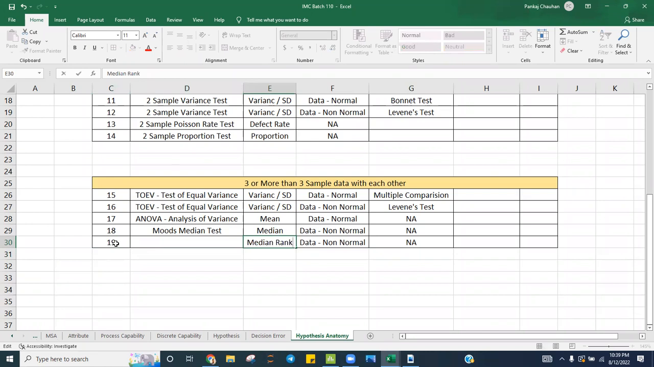Another test I'm going to help you with, I will explain, though generally we don't explain it in the black belt, is called the Kruskal-Wallis test, where you are comparing the median ranking for the not normal data when we perform the Kruskal-Wallis test. Okay.